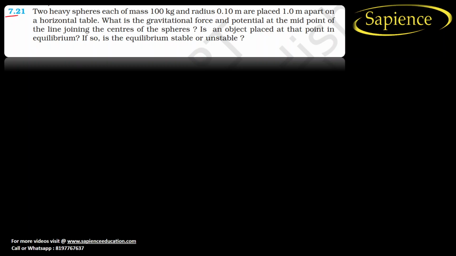So before doing this, we should read 7.21. Two heavy spheres, each of mass 100 kg and radius 0.1 meter, are placed 1 meter apart on a horizontal table. What is the gravitational force and potential at the midpoint of the line joining the centers of the spheres? Is an object placed at that point in equilibrium? If so, is that equilibrium stable or unstable? We need to find this.